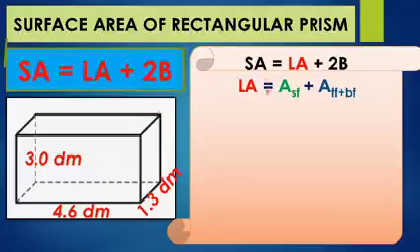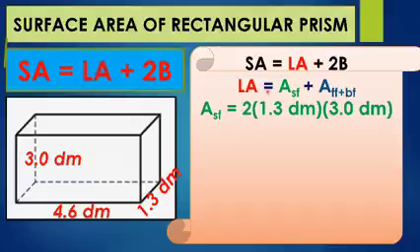So let's find first the area of side faces. In side faces, the dimensions are as follows. We have 1.3 decimeters and the height of 3.0 decimeters. So kunin natin yung area dito at yung area dito. So we have two areas na hahanapin.